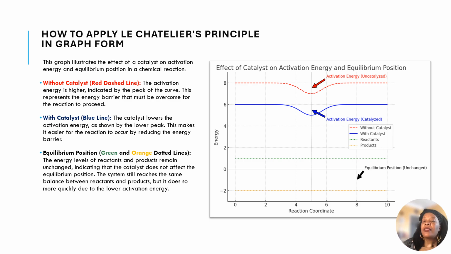Well, take a look at this graph here. This graph is going to illustrate the effect of a catalyst on activation energy and equilibrium positions in chemical reactions. So on the x-axis, you have reaction coordinates, and on the y-axis, you have your energy. There are different coded colors also to give you an idea of what happens when you have activation energy, when you have a catalyst versus not.